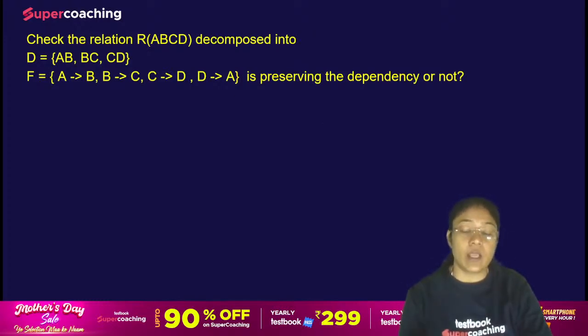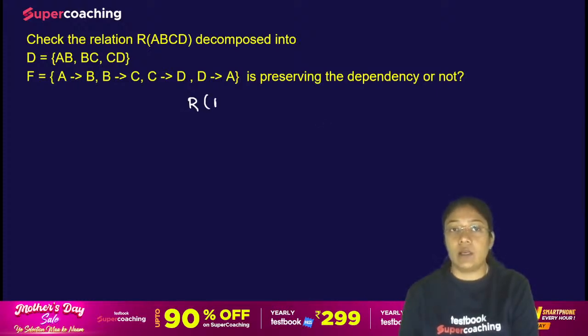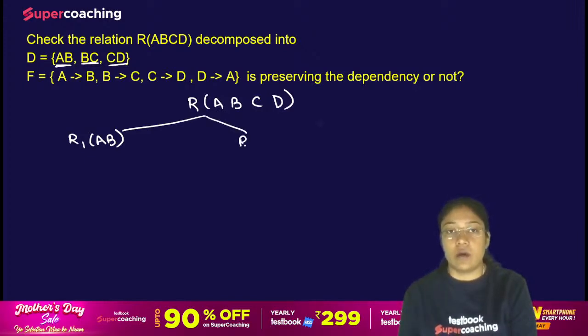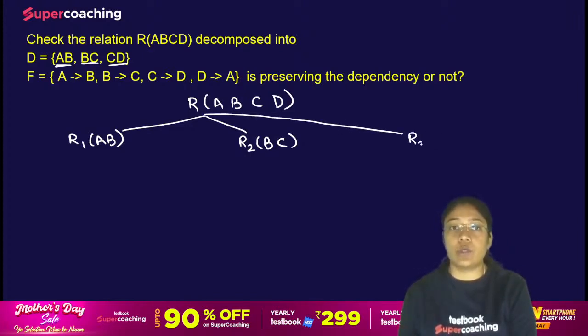कर सकते हो. So here the relation R having four attributes A, B, C, D. This is decomposed into the sub-relations R1 having the attributes A, B. This is the first decomposition, second and third. R2, B and C, and R3 is also having two attributes C and D.